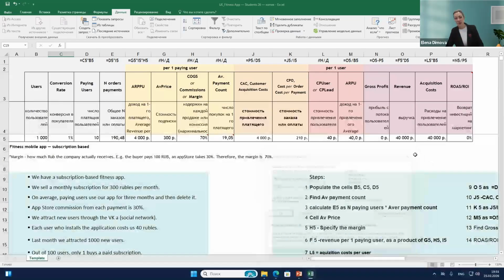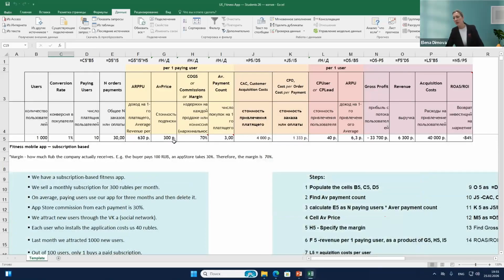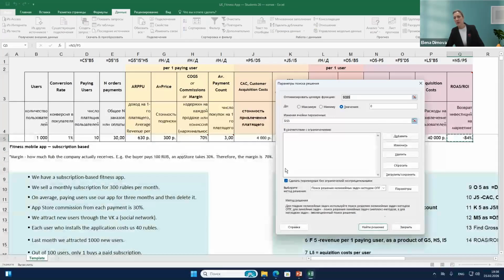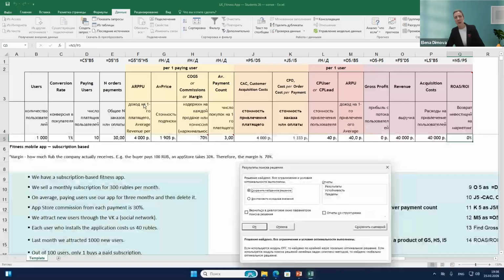Let's try another option. For instance, we can figure out what the subscription price should be. Now it's 300, maybe some other ideas. I again go to the solver functionality, and now I would like to change the cell for the subscription. So here it is 300, and find the solution. Let's check the average price. It should be 2,000 rubles. Okay, for subscription services, probably it's too optimistic.